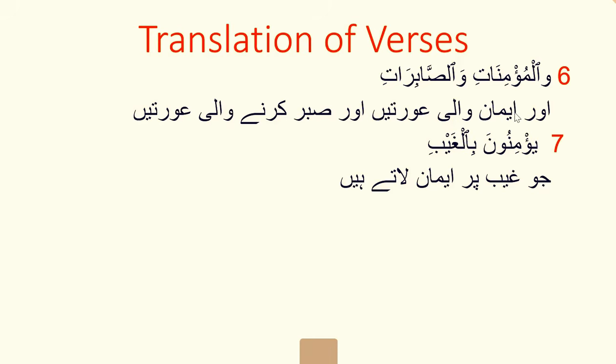Okay, sixth one we have والمؤمنات والصابرات. At the end we put alif and ta. Alif and ta is the sign of plural for feminine. Okay, seventh example, yu'minuna bil ghaib. So yu'minuna is made from yu'minu, but at the end we put waw and noon, so it's made like plural verb.